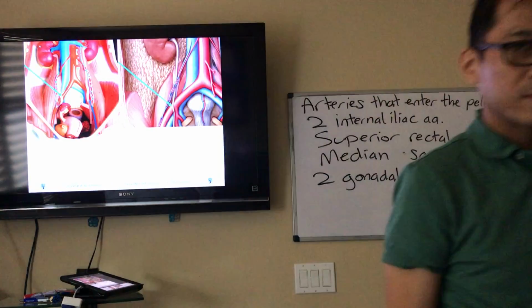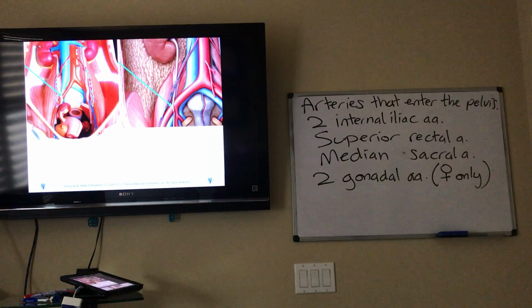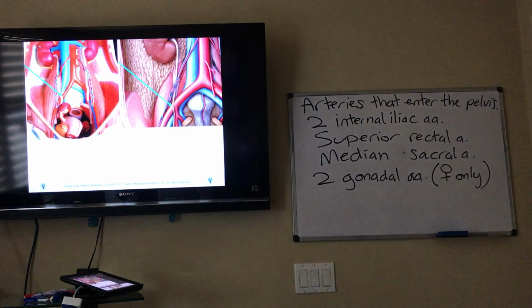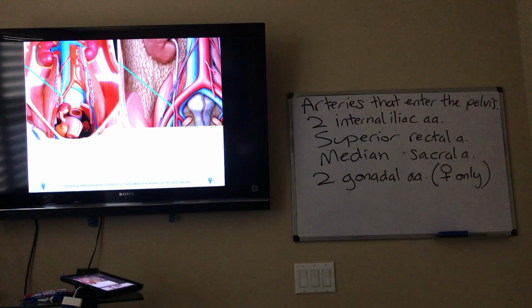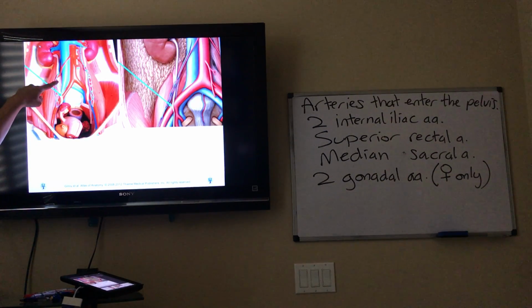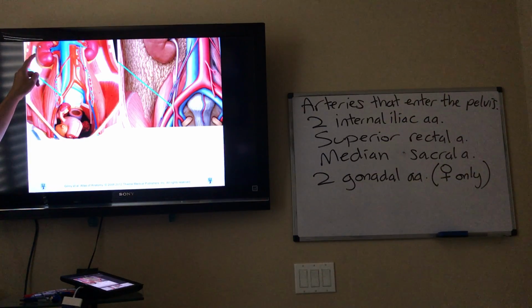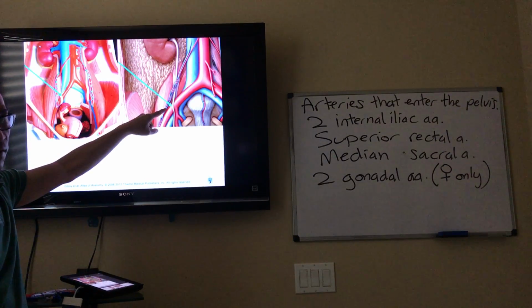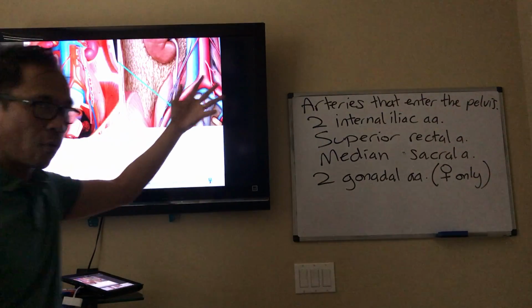Next slide. Look at the blue arrow here. What I want you to notice, that blue arrow is pointing to a landmark. The landmark is the ureter, which transfers urine from kidney to bladder. That ureter always seems to cross the iliac arteries just distal to the bifurcation. So that's a useful landmark to look for.